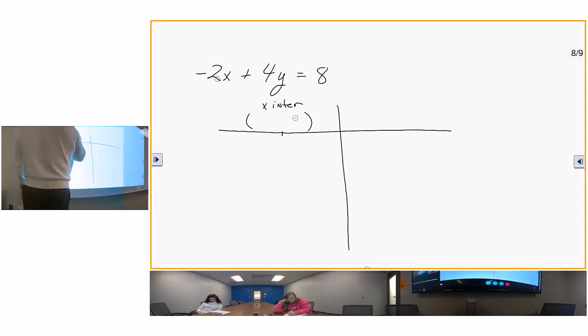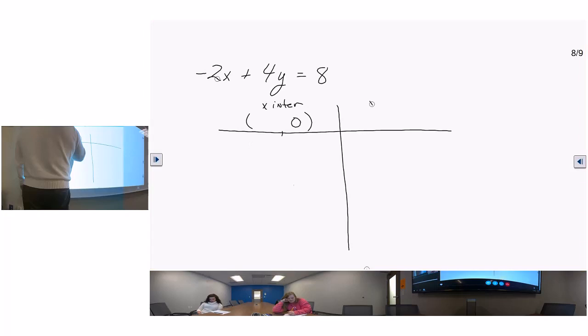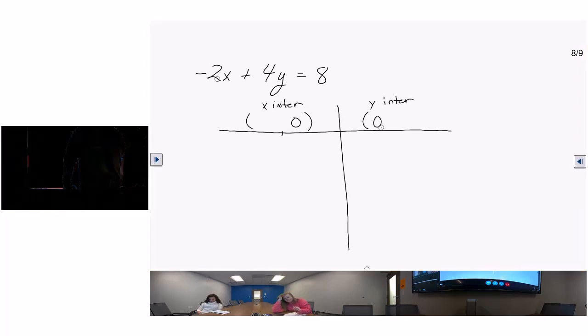X-intercept, 0 for Y. All right, Y-intercept, 0 for X.